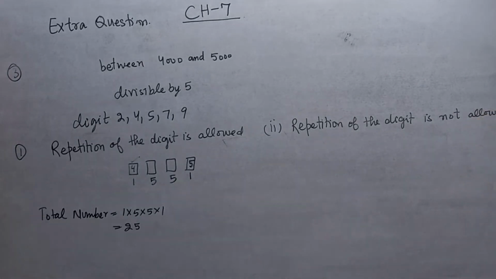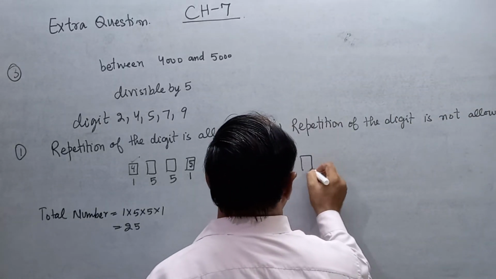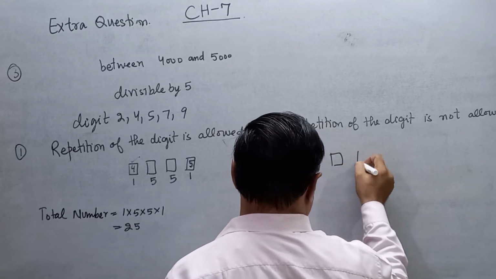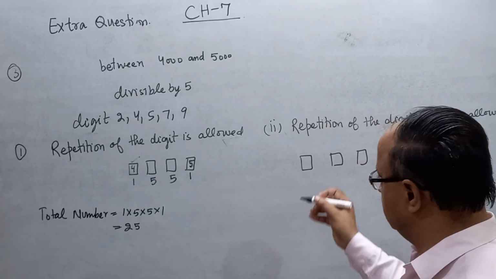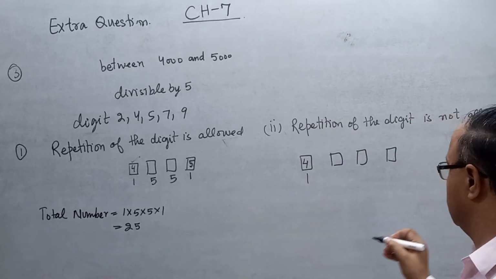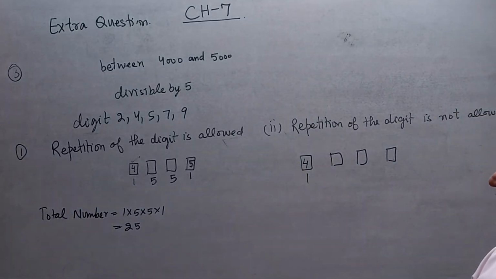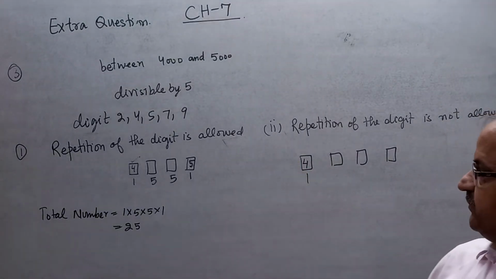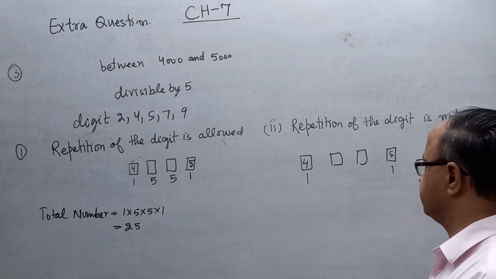And if the repetition of the digit is not allowed, the second part, the same procedure. You can fill this column only one way, with 4. You have to fix 4 there, because if you put any other number, the number does not lie between 4,000 and 5,000. And this is fixed, this is also fixed, one way.